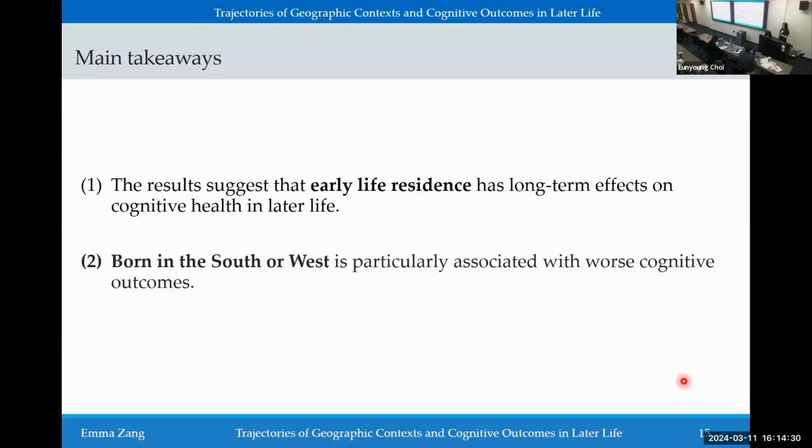And then we also found that being born in the South or the West is particularly associated with worse cognitive outcomes. So this also speaks back to our previous two hypotheses. Basically, we found that the selection hypothesis is less likely to be true. More likely, there's something going on in the South and the West in terms of institutions and policies.